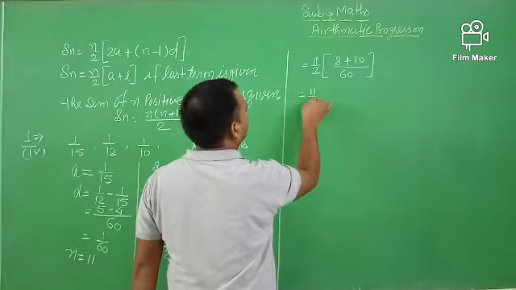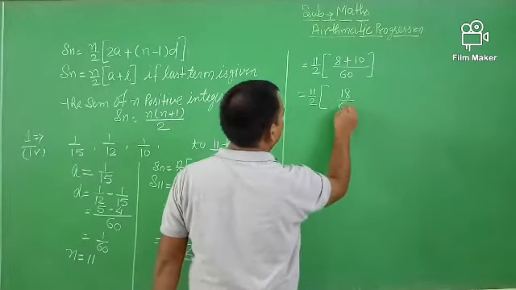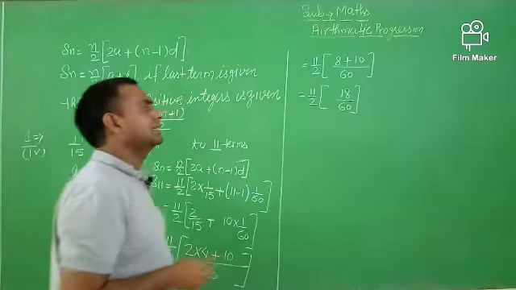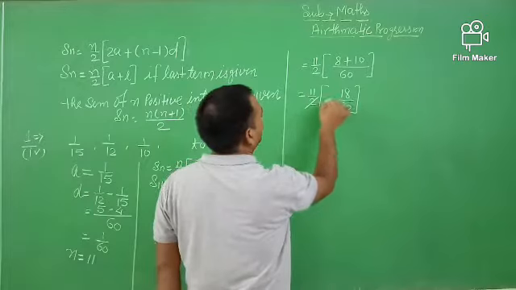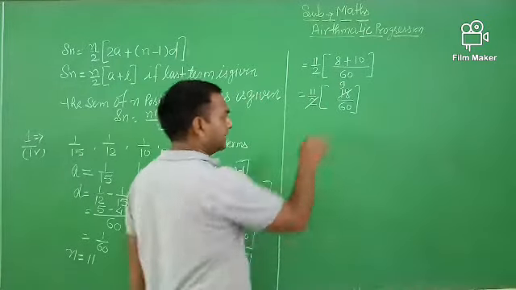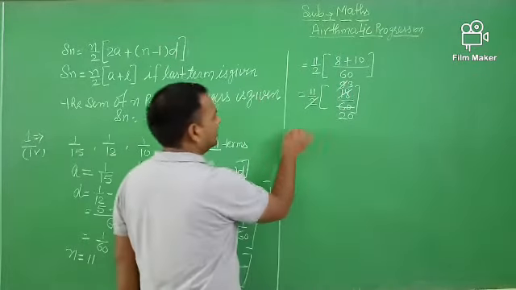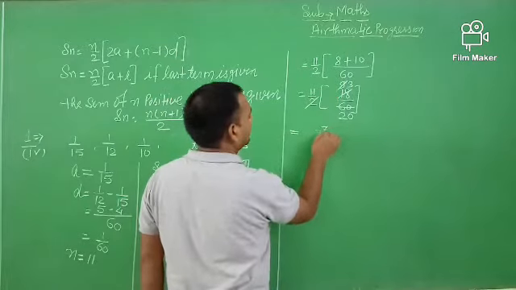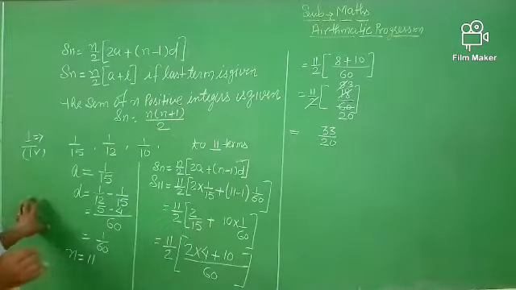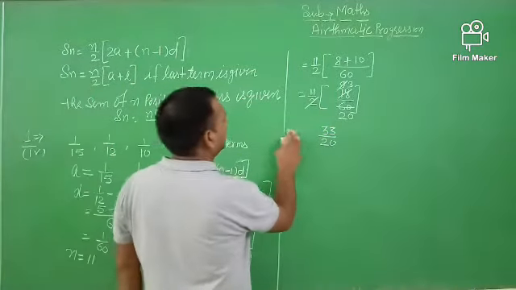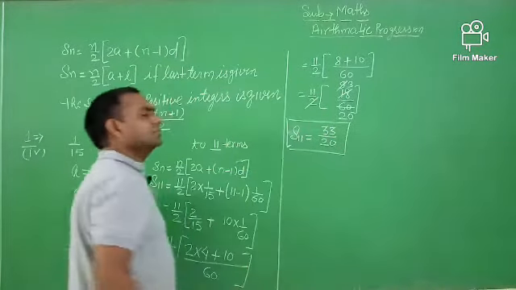Then this is 11 by 2 [10 plus 8, 18] divided by 60. So 6 threes are 18, either 2 nines are 18, 3 threes are 9 and 2 threes are 6, so 60 becomes 20. So this is equal to 11 threes are 33 upon 20. So the sum of 11 terms, S11, is equal to 33 by 20, and this is the answer of that question.